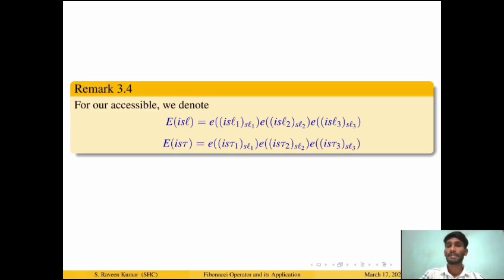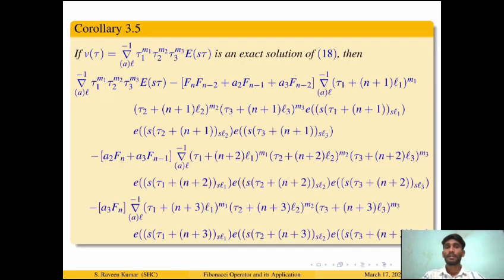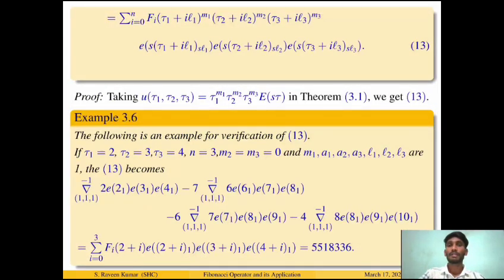Remark: for convenience, we denote E of ISL is equal to E of I into S into L1, E of I into S into L2, E of I into S into L3. Corollary: if V of tau is equal to summation A into L inverse tau 1 power m1, tau 2 power m2, tau 3 power m3, E of S tau is an exact solution of 18. Then equation 13, taking u of tau 1, tau 2, tau 3 is equal to tau 1 power m1, tau 2 power m2, tau 3 power m3 e of S tau in theorem 3.1, we get equation 13.